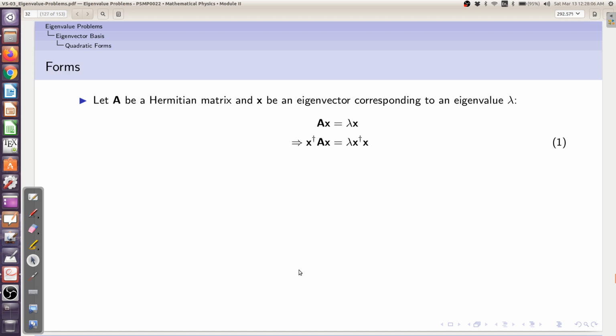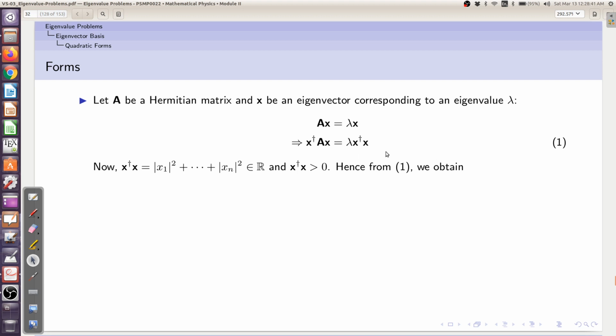So now let's come to forms. Let us say A is a Hermitian matrix and X is an eigenvector which corresponds to an eigenvalue lambda. So Ax is equal to lambda x. This is the eigenvalue equation, and then what I do is pre-multiply with x dagger. So x dagger Ax is equal to lambda x dagger x. Here x dagger x is going to give us x1 square, x2 square, and so on. You can verify this for yourself.